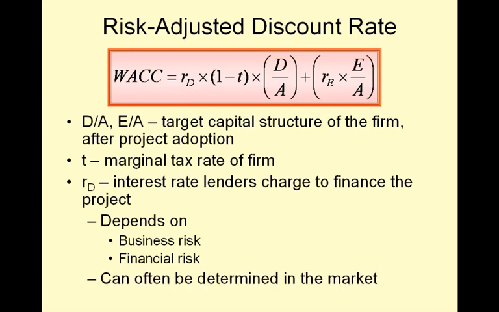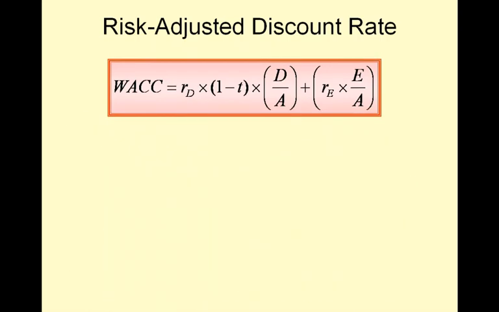Now, the good news is that the cost of debt, the risk-adjusted cost of debt, can often be determined in the market. That is, you can often find out what interest rate lenders will charge to finance the new project or new business because they're able to assess the relative riskiness of that business. But it's more difficult to determine the cost of equity for the project.